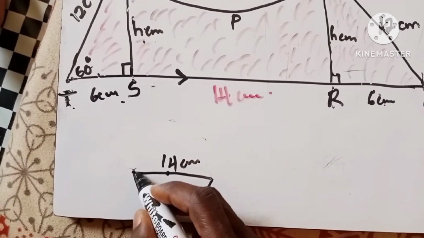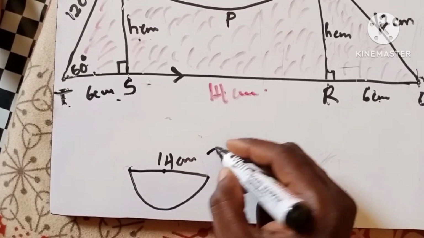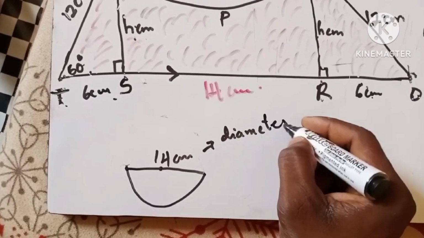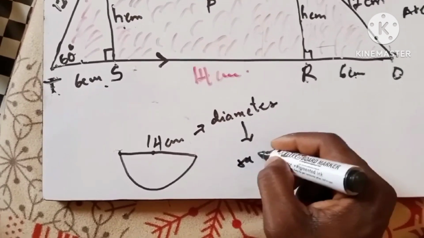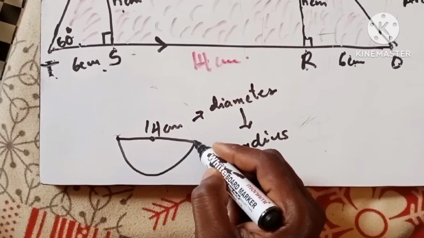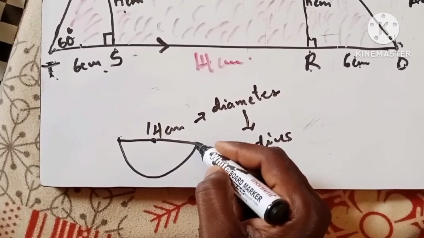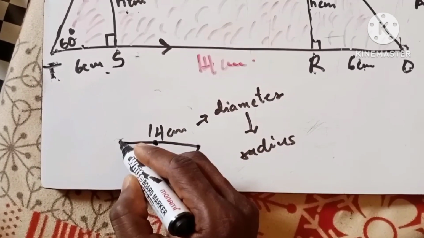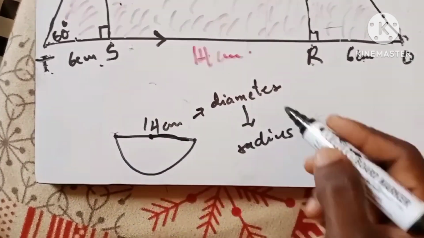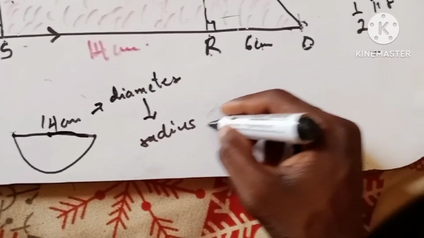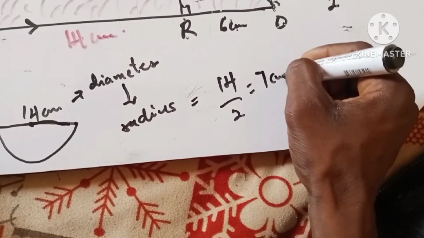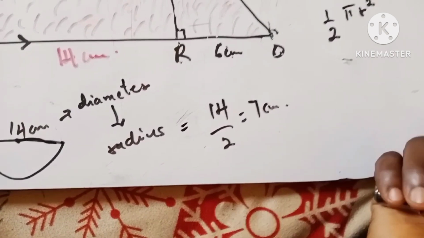Everything from here to here is what we call a diameter, right? We are not looking for the diameter, but rather we are looking for the radius. The meaning of the radius is from the center to the circumference, or to the edge of the circle, anywhere. Let's say from here to here. So you just need to divide this one by 2. The radius is going to be 14 on 2, and that's going to be 7 centimeters, right? How simple that is going to be.